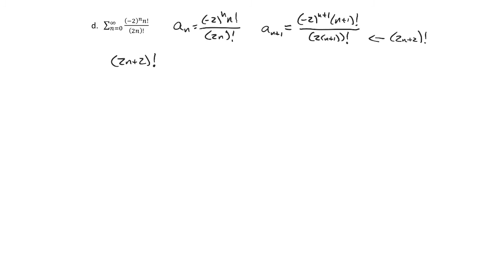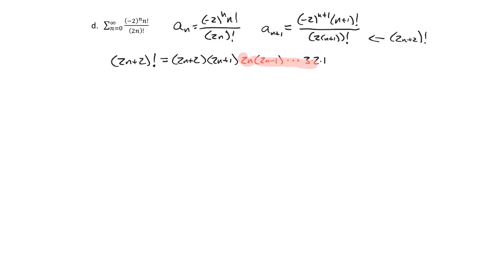(2n plus 2) factorial is the product of all positive integers from 2n plus 2 down to 1. So the first factor would be 2n plus 2. The second factor would be 1 less than that, 2n plus 1. The next factor would be 1 less than that, which is 2n, and then 2n minus 1, and so on, all the way down to 3 times 2 times 1. Now, why did I do that? The reason I did that was because this last bit, whoops, I lost my times 1 there.